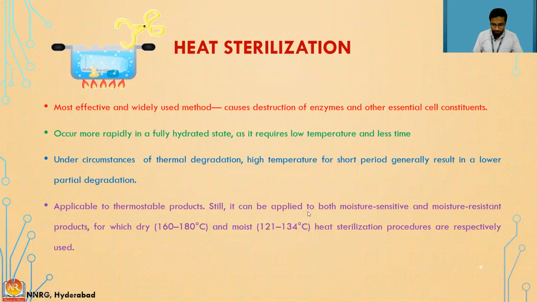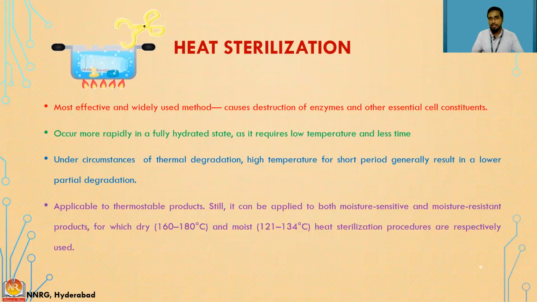And still it can be applied to both moisture sensitive and moisture resistant products, for which two methods, dry heat and moist heat, we'll be discussing in the next slides. Basically, dry heat means heating of a compound at 160 to 180 degrees centigrade. It is very hot, which means there won't be any presence of water molecules.